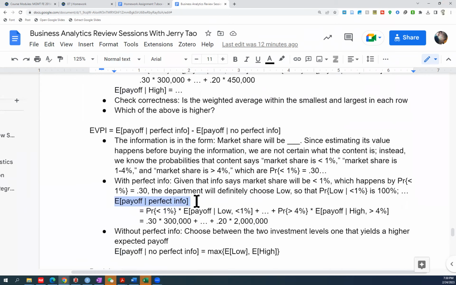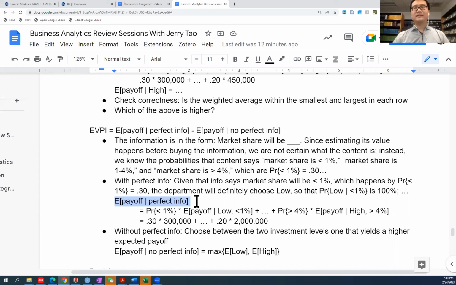So with the perfect information provided to us, we already got the payoff of the expected values, right? Is that not perfect information? You're saying we got the probability and we got the investment type, high or low, and we got the market share already. So that was perfect information, right?